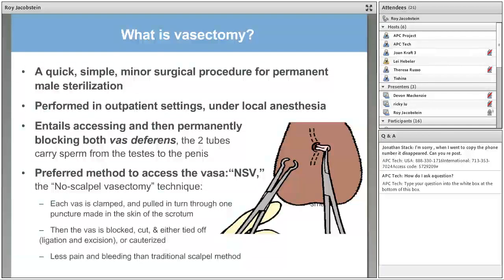So vasectomy is a quick and simple minor surgical procedure for permanent male sterilization. It's performed in outpatient settings under local anesthesia, and it entails accessing and then permanently blocking each of the two vas deferens, which are the tubes that carry sperm from the testes to the penis. The recommended method, which has less pain and bleeding than the traditional scalpel method, is the no scalpel vasectomy technique.